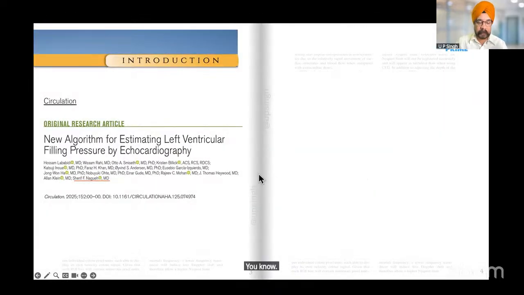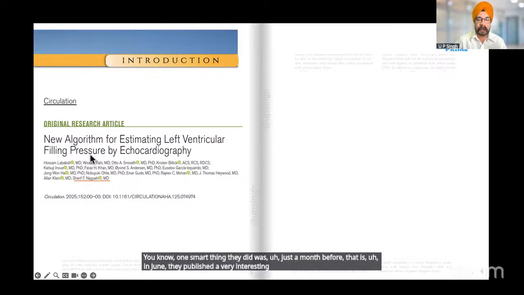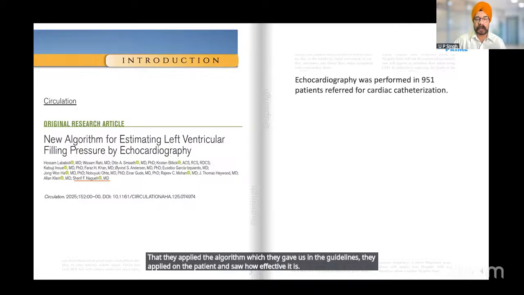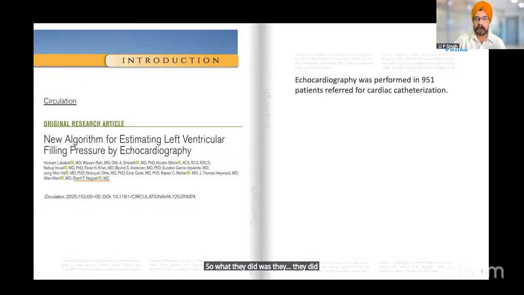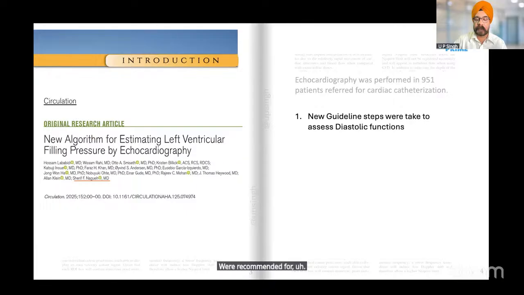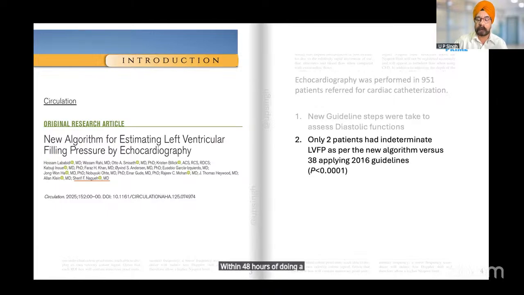One smart thing they did was, just a month before, in June, they published a very interesting study in which they applied the algorithm given in the guidelines to patients and saw how effective it is. They did echocardiography in about 1,000 patients who were recommended for cardiac catheterization, and used the algorithm from the current guidelines to assess those patients' diastolic functions within 48 hours of catheterization. And only two patients. Now that was very interesting.